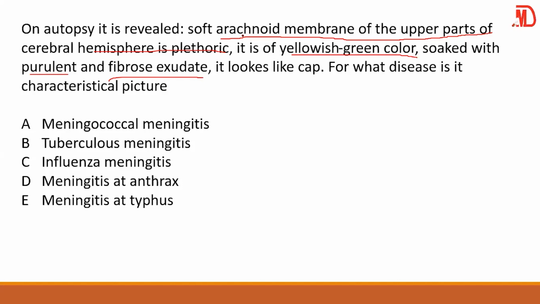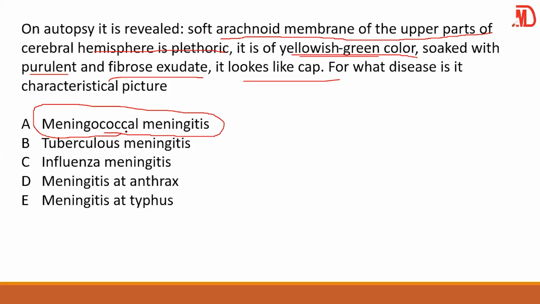But look at it over here. We are having all these being present. That means already there are signs of meningism that can develop. Of course, they didn't tell us the signs, they're only telling us the morphology. So we have plethoric, yellowish-green color, soaked with purulent exudate, looks like a cap. What disease is characteristic of this picture? So basically, you are thinking of this as meningococcal meningitis.